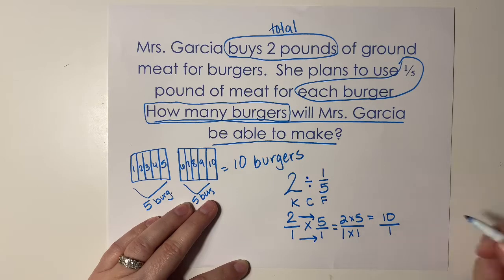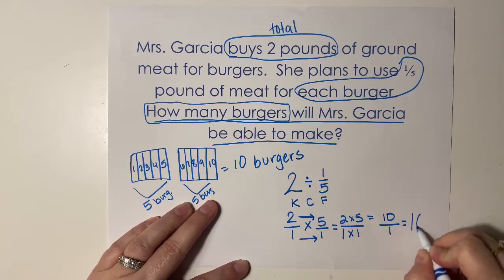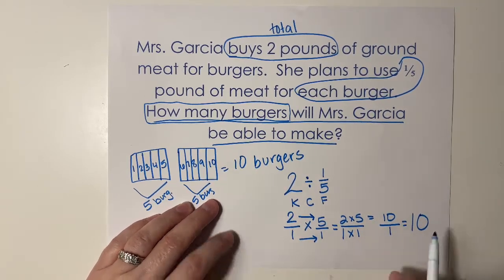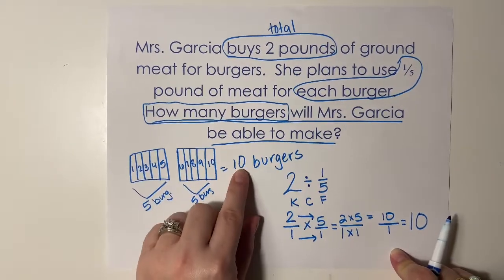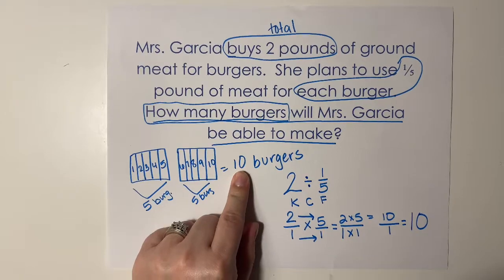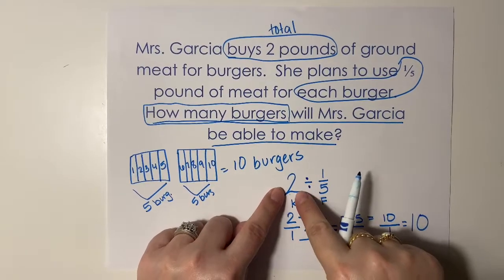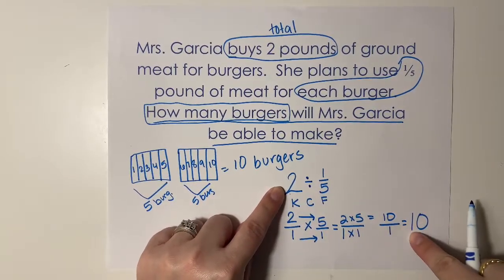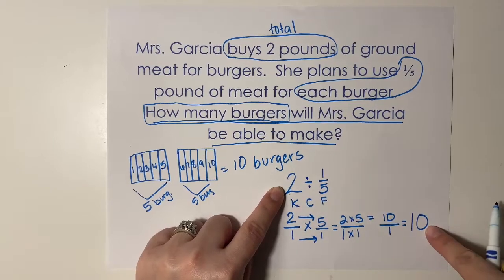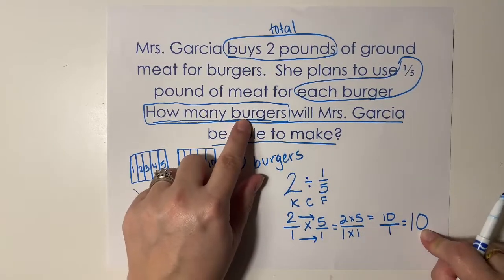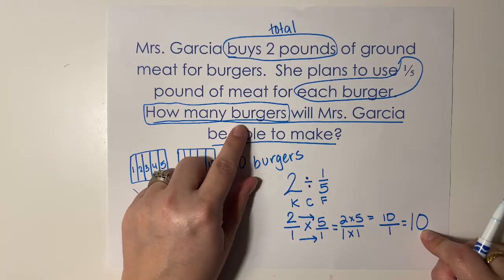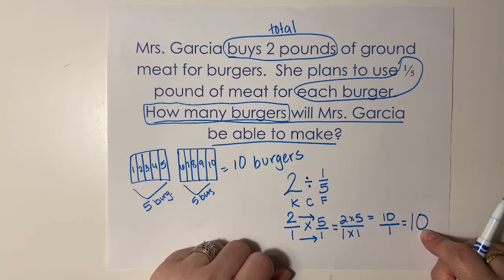So I get 10 over 1, which is exactly the same thing as 10 wholes, which is what we did over here. So how many burgers will Miss Garcia be able to make? She will be able to make 10 burgers. And remember, I start with a whole number, I end with a whole number. When I'm doing my division, if I start with a whole number, I'm going to end with a whole number, because it doesn't really make any sense to say each person will be able to make 1/5 of a burger. It doesn't make much sense.